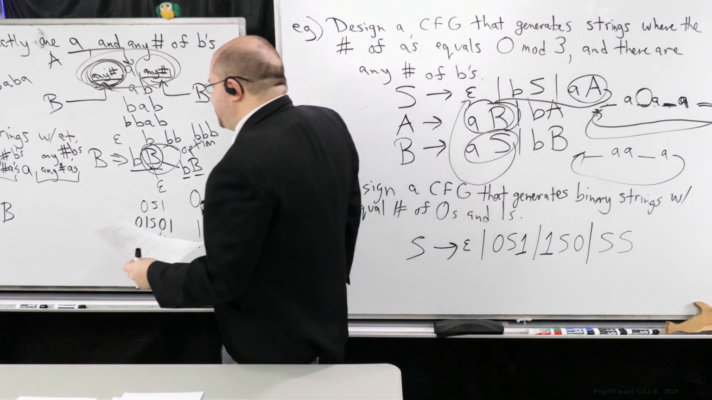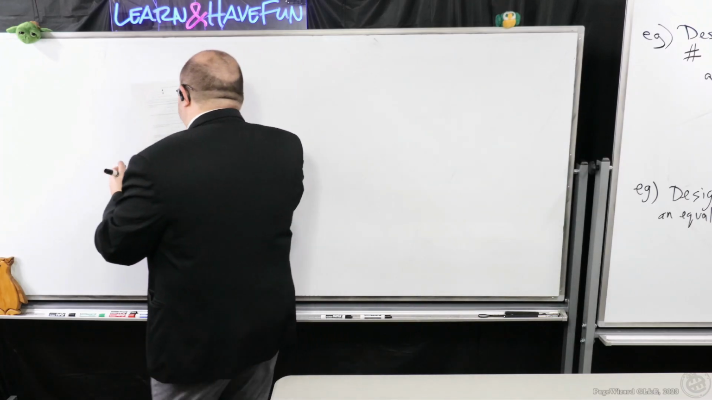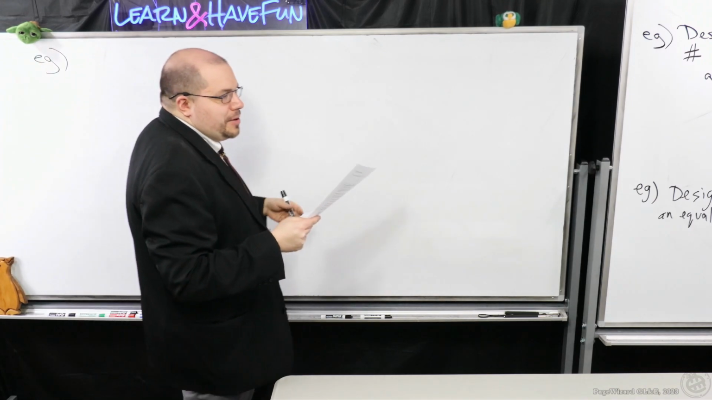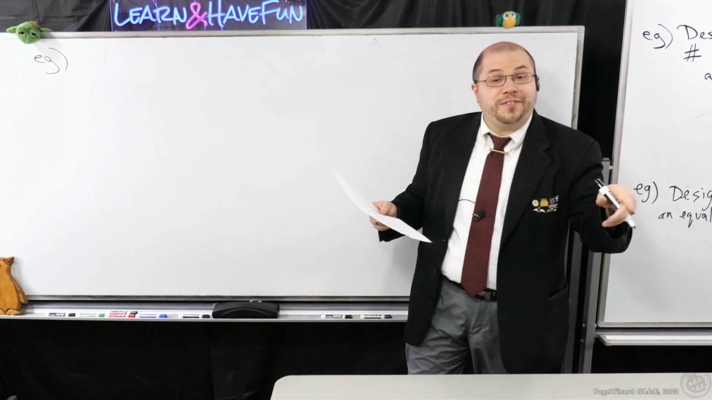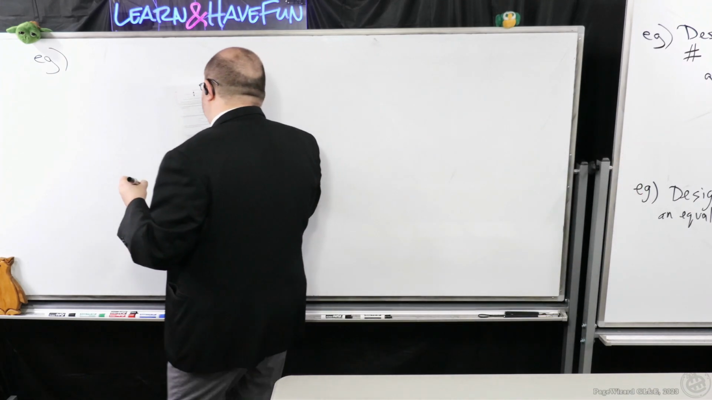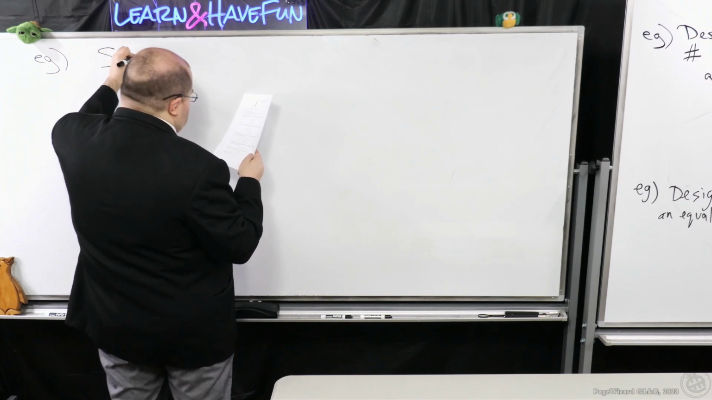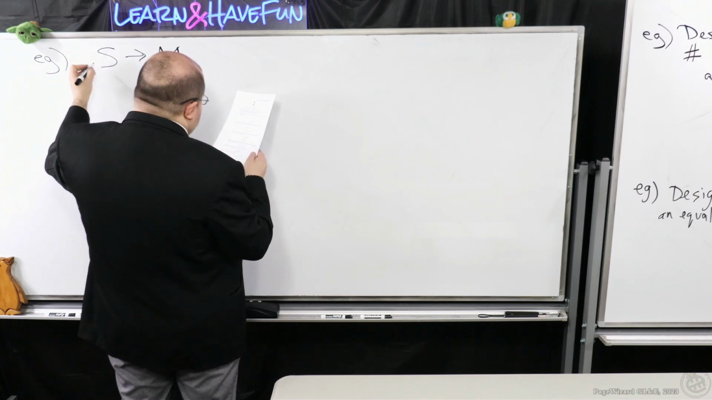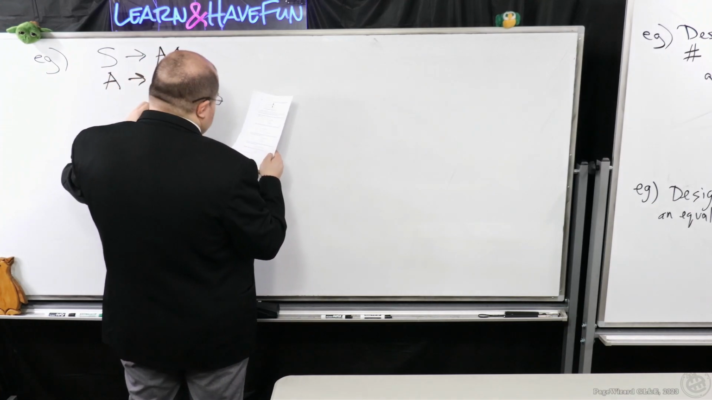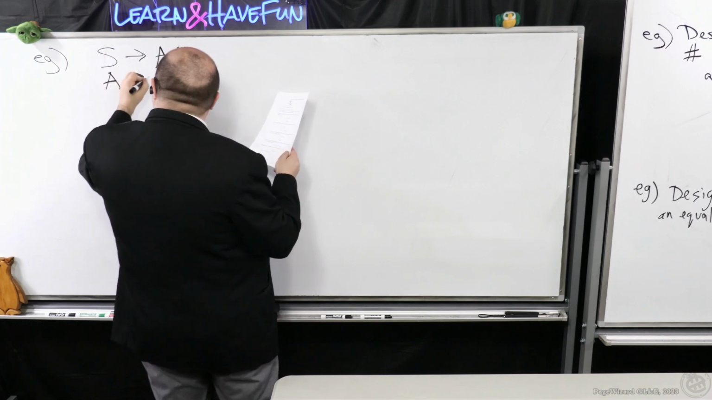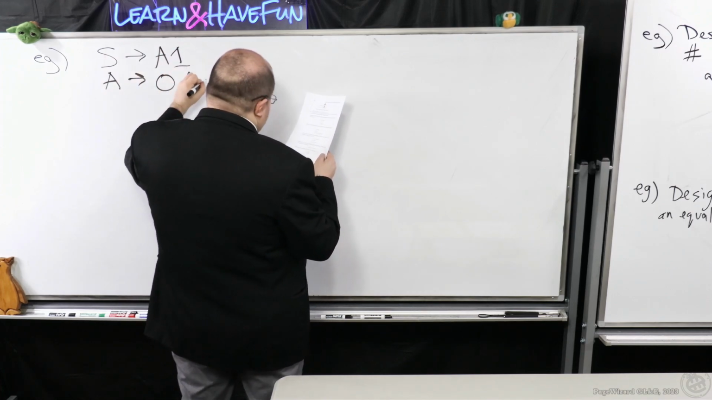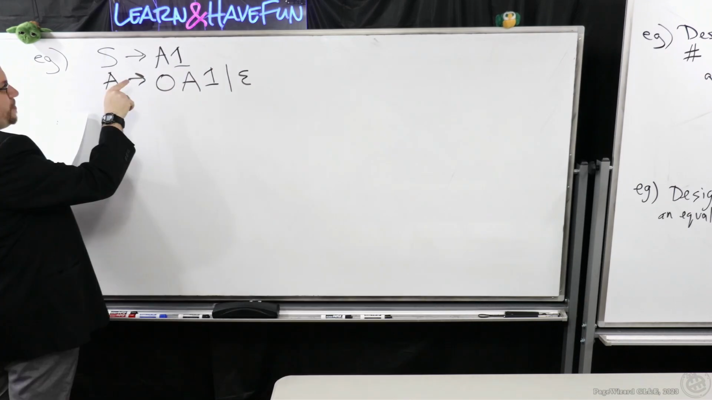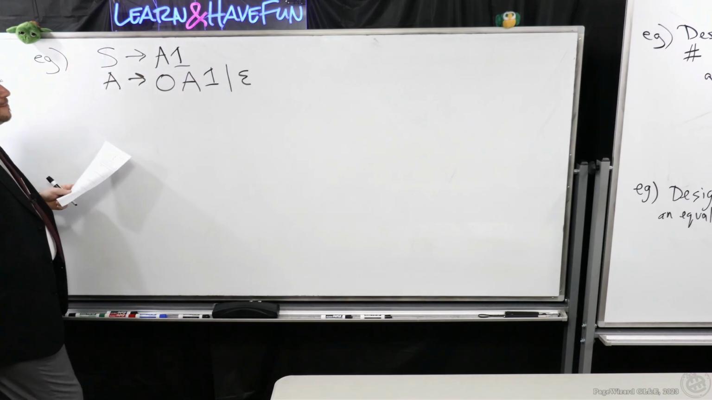Let's do a couple more. So I thought we would consider another one, but I'm going to do it the other way around. I'm going to give you the context-free grammar, and we're going to try to figure out what language it is describing. So start symbol, it's going to be A and then 1. Then it's going to have another variable. For A, it's going to be 0 A 1, or epsilon. What language is this describing?